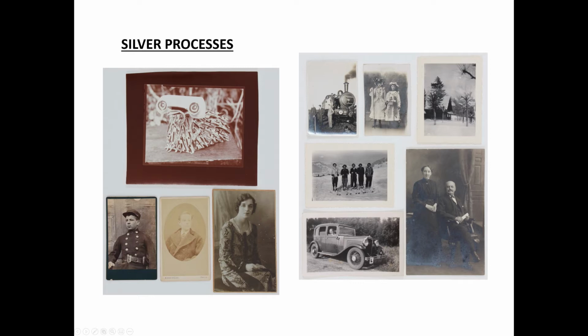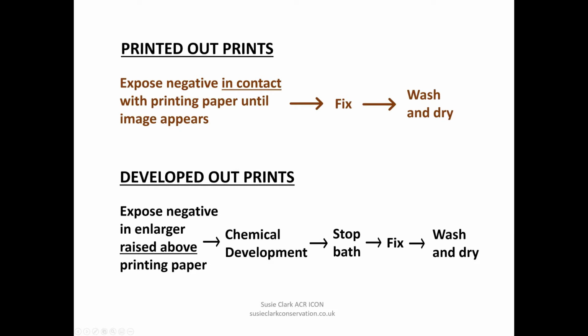So let's go back to the silver processes, as that's an obvious place to start. These were the backbone of photography in the 19th century and much of the 20th century. There are 3 ways of forming a silver image which depend on the processing, but with prints you're almost entirely concerned with 2, resulting in printed out prints and developed out prints, and this explains the difference between the 2.